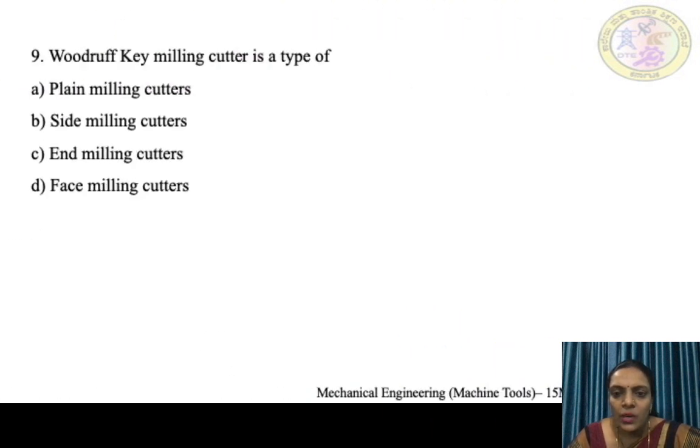The ninth question is, wood ruff key milling cutter is a type of dash. A wood ruff key milling cutter is a small type of end milling cutter. These are special types of cutters. So the answer is end milling cutter.